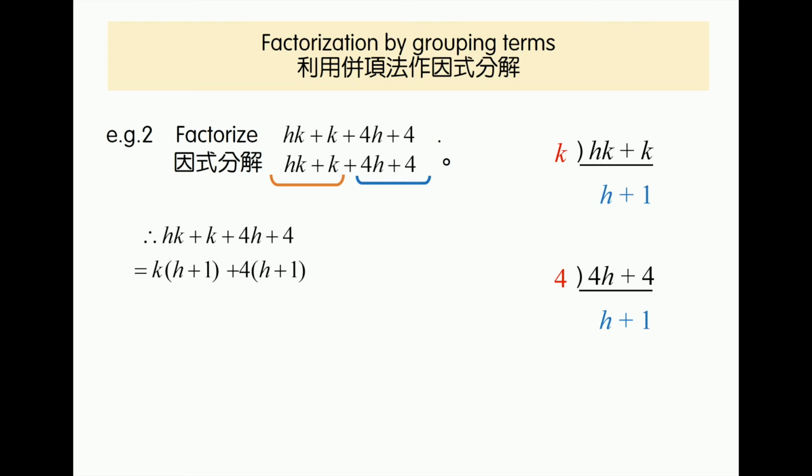We're still not finished. The 2 parts have the same brackets. So we do one more factorization. Therefore, the final answer is bracket h plus 1 times bracket k plus 4. If you are in doubt, use the rainbow method to expand it and see if what you have is the same as the original question.